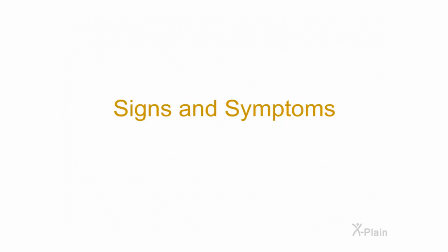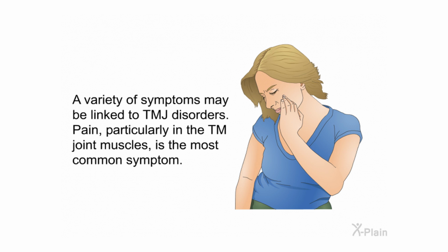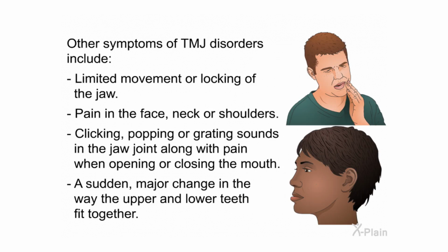Signs and symptoms. A variety of symptoms may be linked to TMJ disorders. Pain, particularly in the TM joint muscles, is the most common symptom. Other symptoms of TMJ disorders include limited movement or locking of the jaw, pain in the face, neck, or shoulders, clicking, popping, or grating sounds in the jaw joint, along with pain when opening or closing the mouth, and a sudden major change in the way the upper and lower teeth fit together.